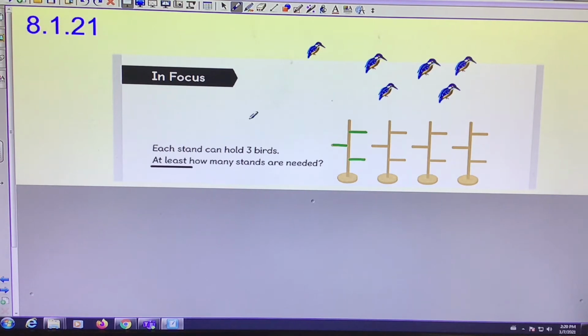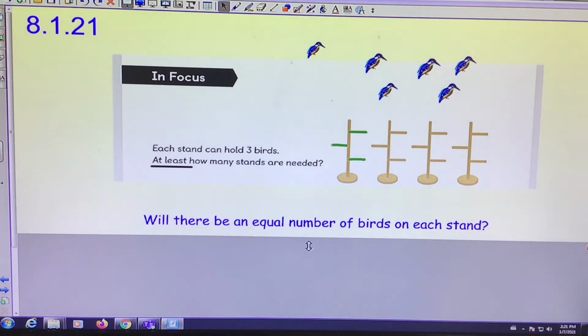Let's have a look at our question. Each stand can hold 3 birds. At least, that's quite important, at least how many stands are needed? That means at least how many of these stands do we need before all these birds can get a space to sit down or stand up on? Now, will there be an equal number of birds on each stand?